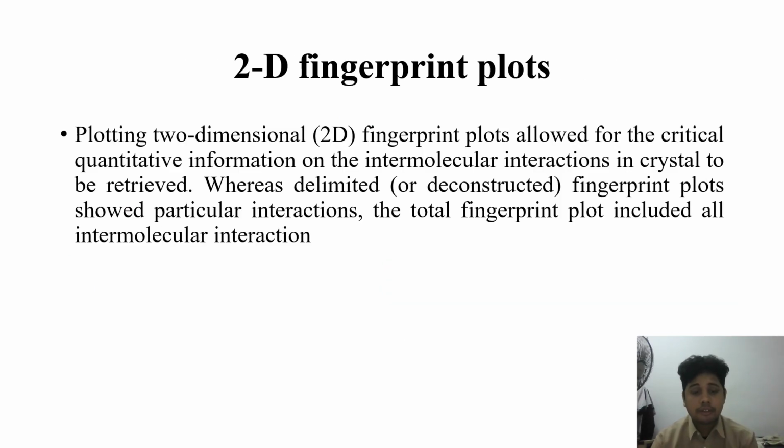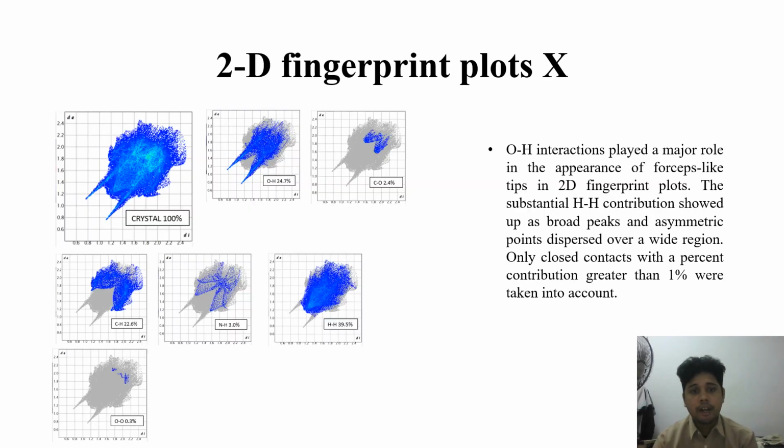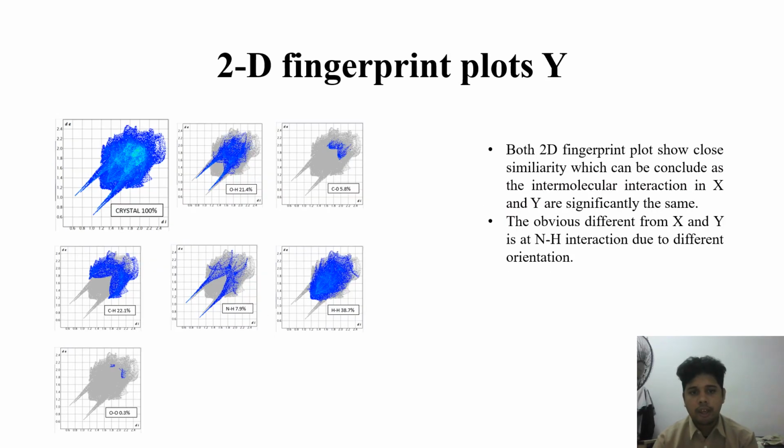Next, we compare the 2D fingerprint plots. Plotting 2D fingerprint plots allows critical quantitative information on the intermolecular interactions in the crystal to be retrieved. Here is the 2D fingerprint plot for co-crystal X. And here is the 2D fingerprint plot for co-crystal Y. The obvious difference between X and Y is at the NH interaction due to different orientation.